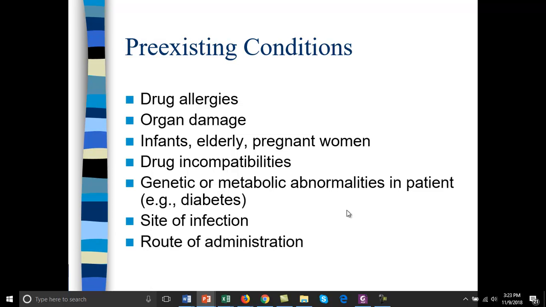And how are you going to give the drug? Is it oral? Is it injectable? Is it topical? What is the way that the drug is going to be given? And then also the cost of the drug.